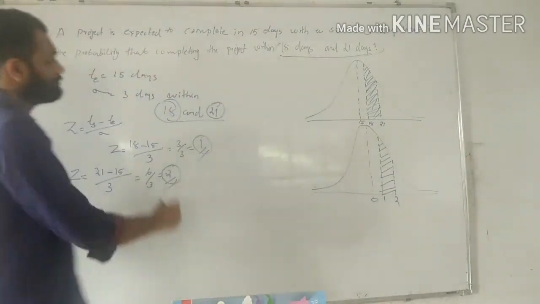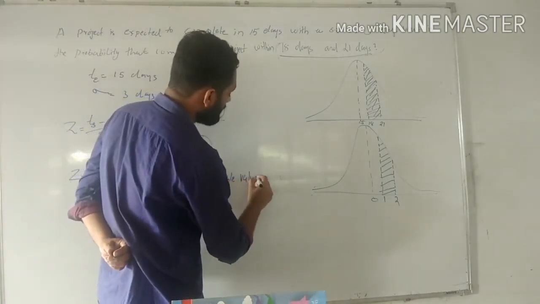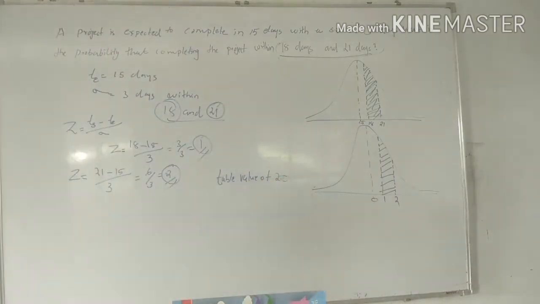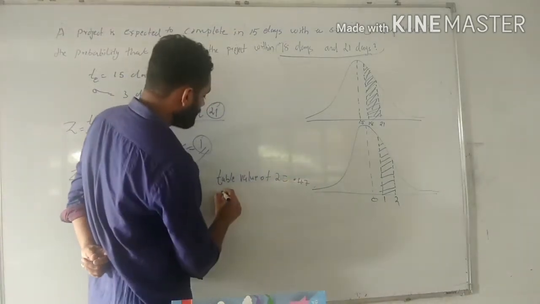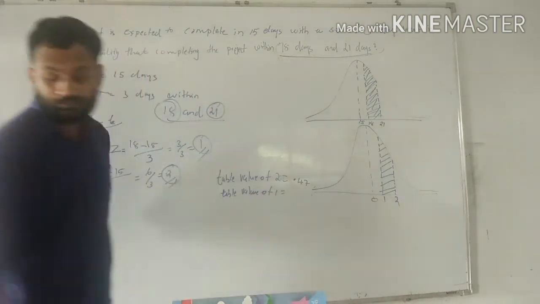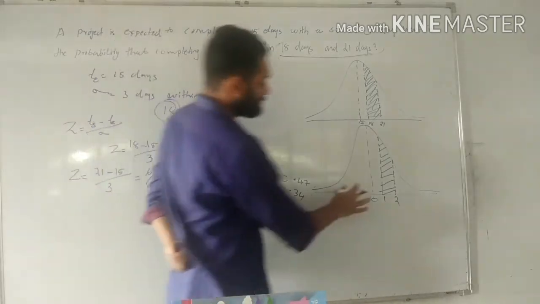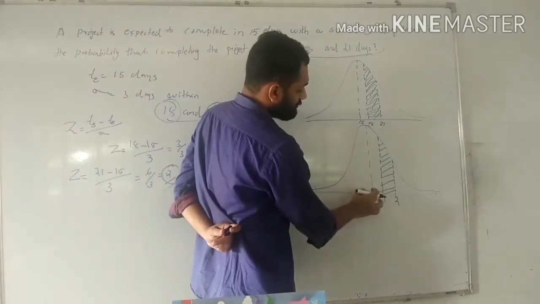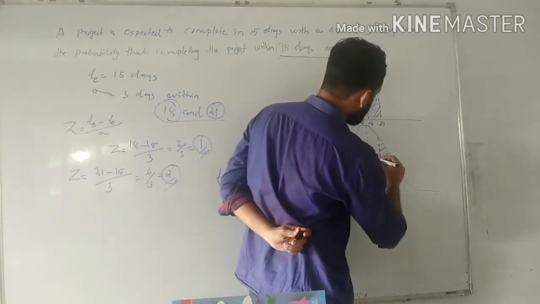Table value of 2 in the standard normal curve is 0.47, and table value of 1 is 0.34. That is, up to 2, the area is 0.47.